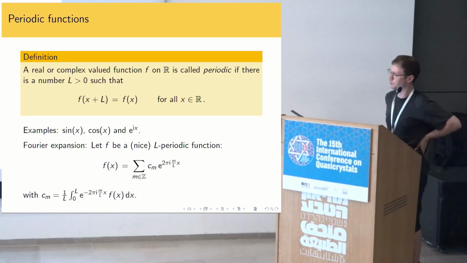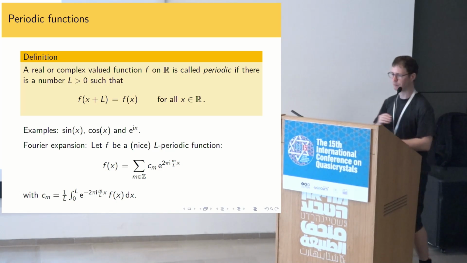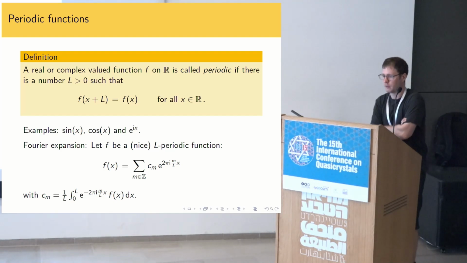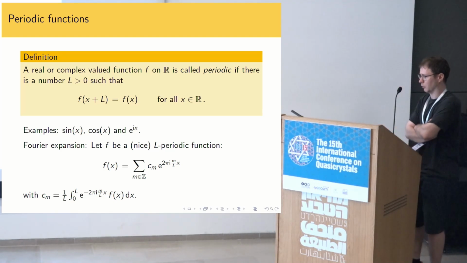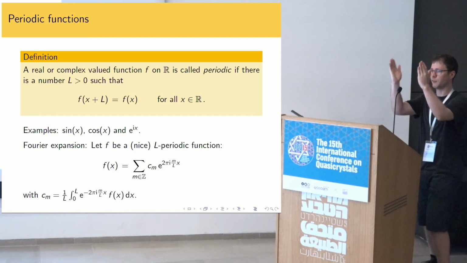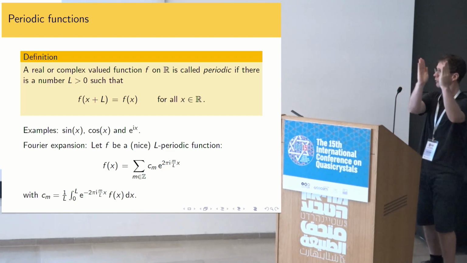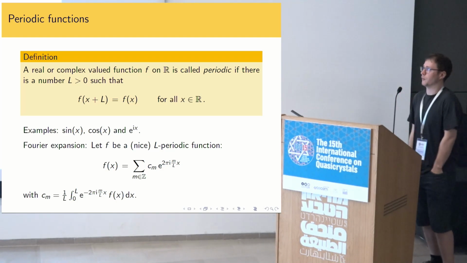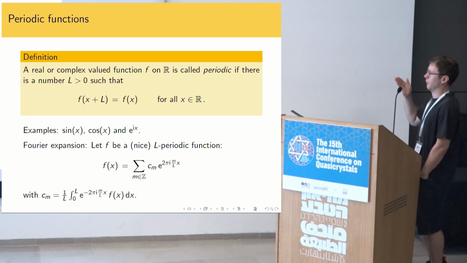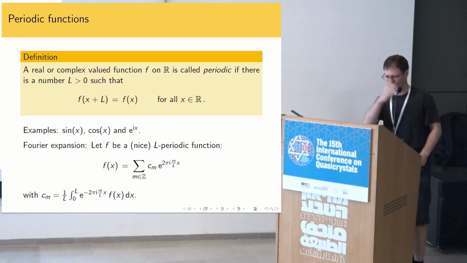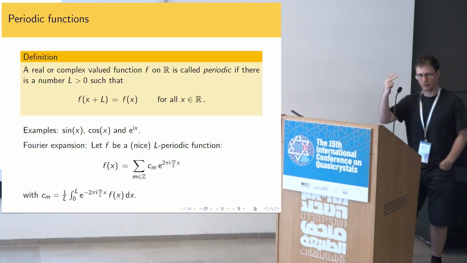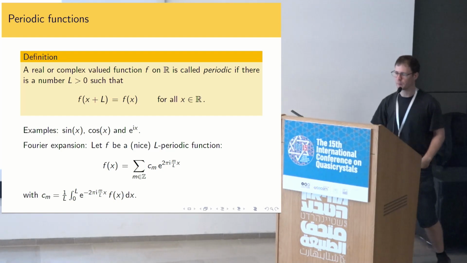classical notion with periodicity. You all know about it, but let me just briefly recall it. A function, real or complex valued, is called periodic if there's a number such that if I shift the function by this number, then it looks exactly the same. So in mathematical terms, f of x plus L is the same as f of x. And of course, you all know classical examples like the sine, the cosine, the complex exponential function.